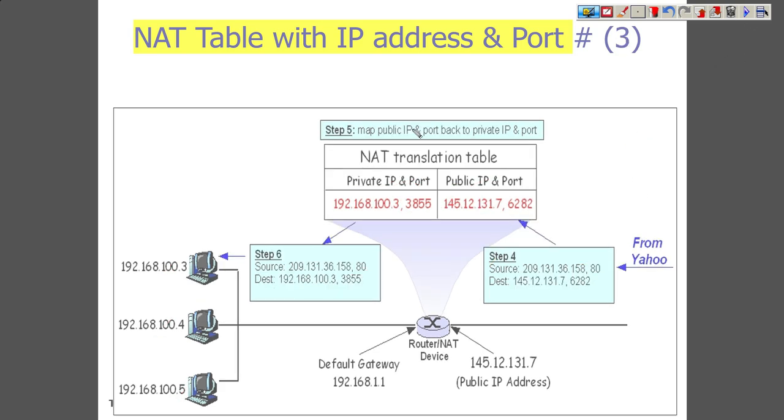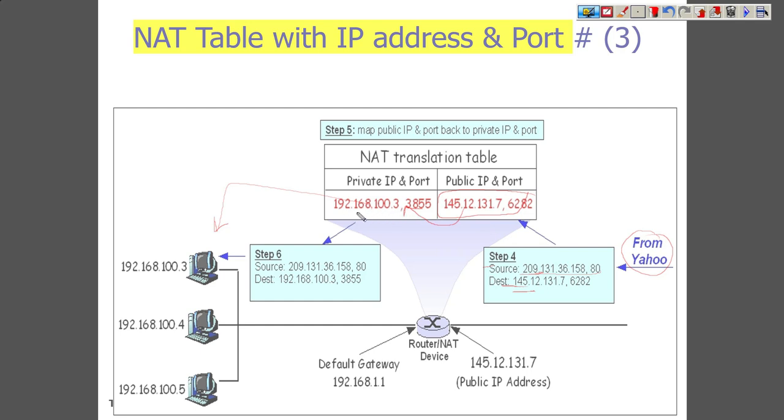Okay, next. Once the request has been sent, the reply comes from Yahoo. So the sender is Yahoo. Now the source address is this Yahoo address and port number, and the destination is 145 here. After receiving this packet, it will look at this destination, which is 145.12.13.7. The NAT table can easily find out that this entry corresponds to this particular host machine, and then this message is forwarded to it. This is very straightforward, because here we have only one entry.